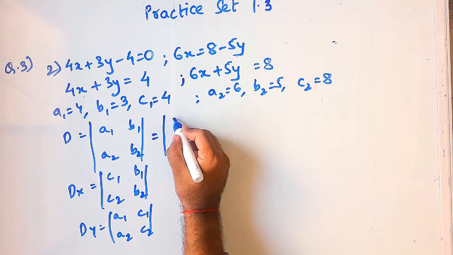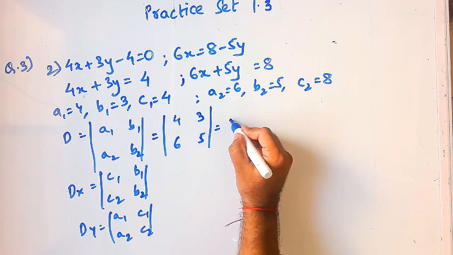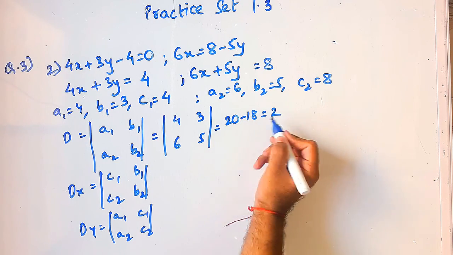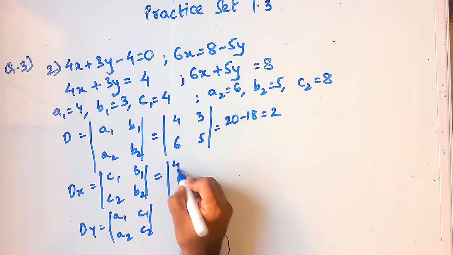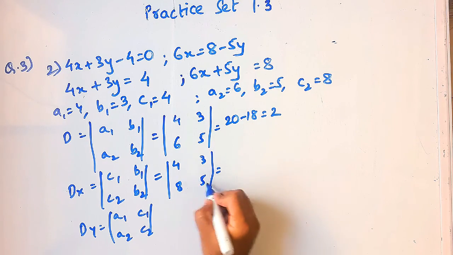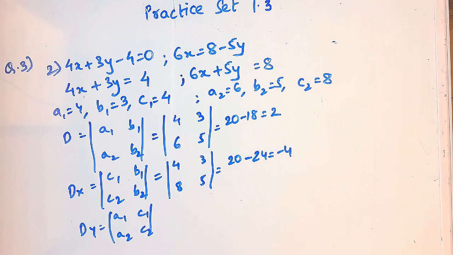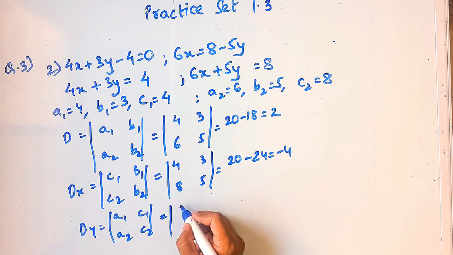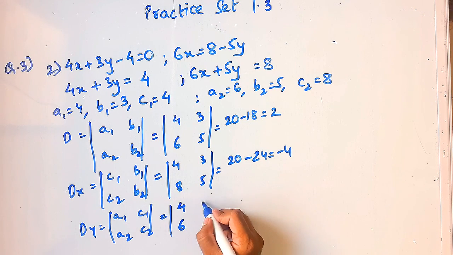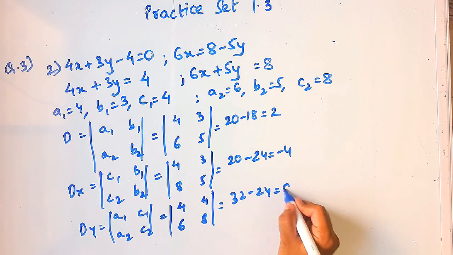Now you can arrange this. A1 A2 is 4 6, B1 B2 is 3 5. I'll write this is 20 minus 18, which is equal to 2. Here C1 is 4, C2 is 8, B1 B2 is 3 5. This is 20 minus 24, so this is minus 4. And A1 A2 is 4 6, C1 C2 is 4 8. So this is 32 minus 24, which is 8.